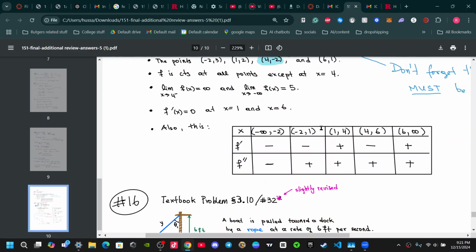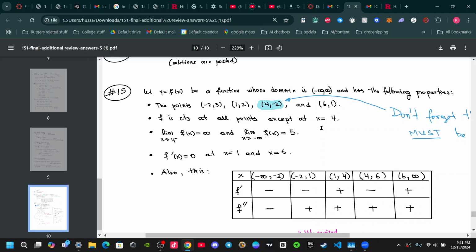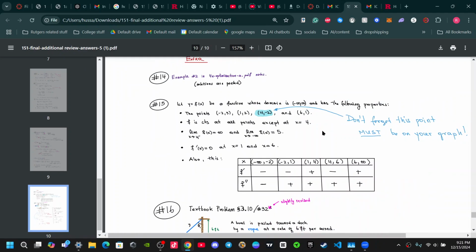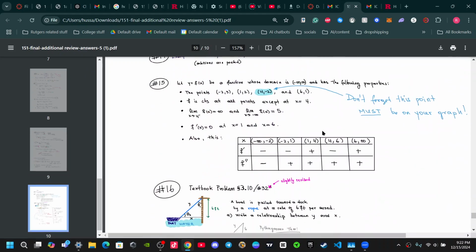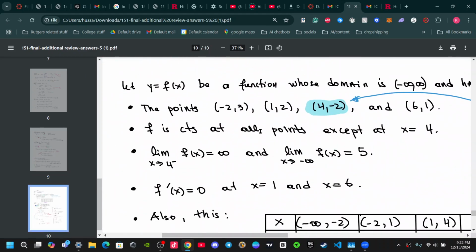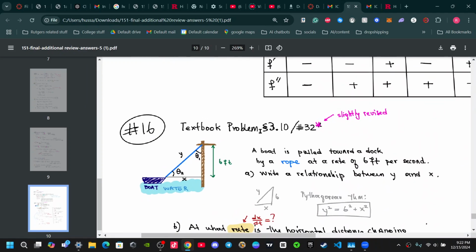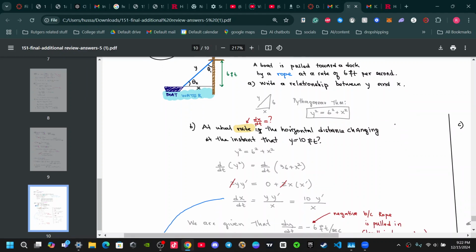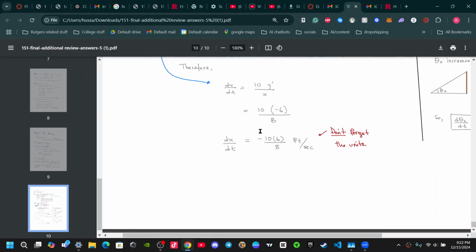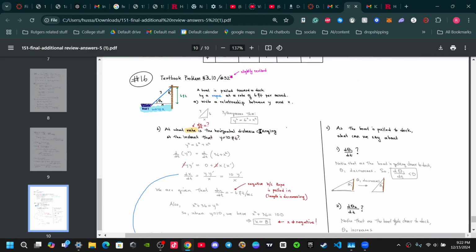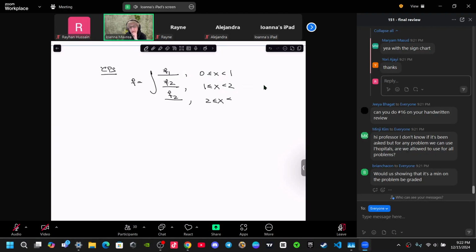Also do number 10 in the review, in the handwritten review. Do number 10. So 15 says find critical points. You have a function that has three pieces, let's call them f1, f2, and f3. The first piece is defined from 0 to 1, excluding 1. The second piece is defined from 1 to 2, and the third piece is defined from 2, including 2, all the way to 4. So in order to find critical points, what do we do?